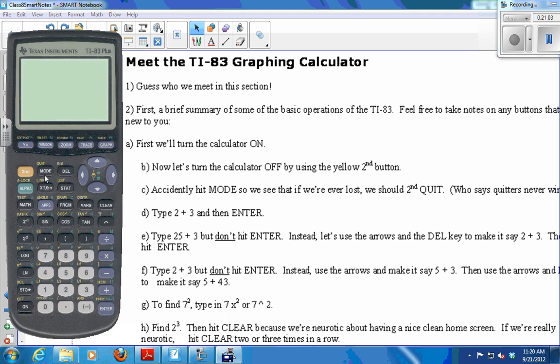Okay, accidentally press the mode button by mistake, and now you're in this menu, and you're like, oh my gosh, how do I get out of here? You can get out of anywhere by pressing quit. So quit is right here, above mode. You have to press the yellow button, then quit. Takes you back to the home screen. That's what we call this main screen where you do stuff, the home screen.